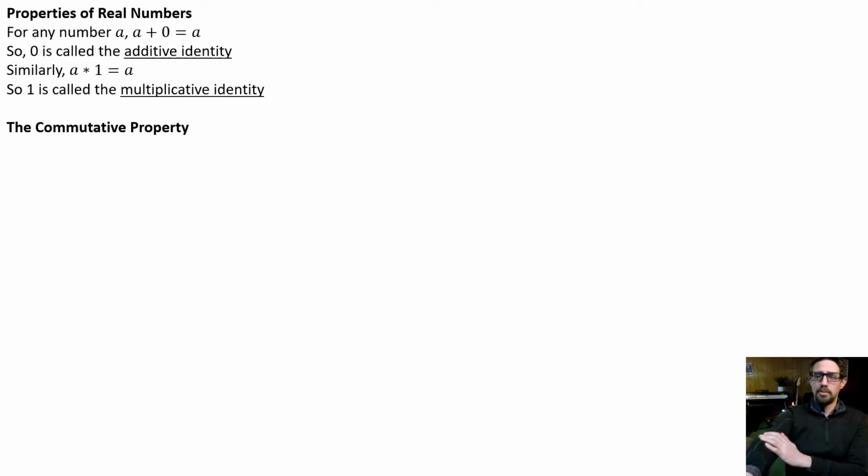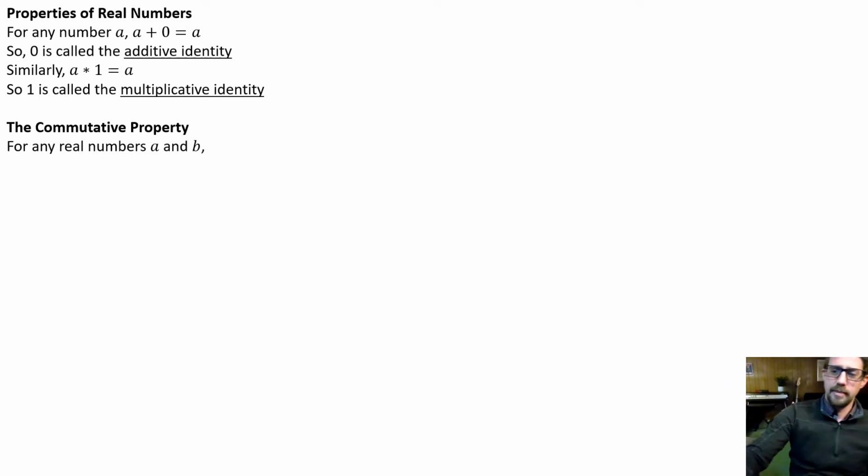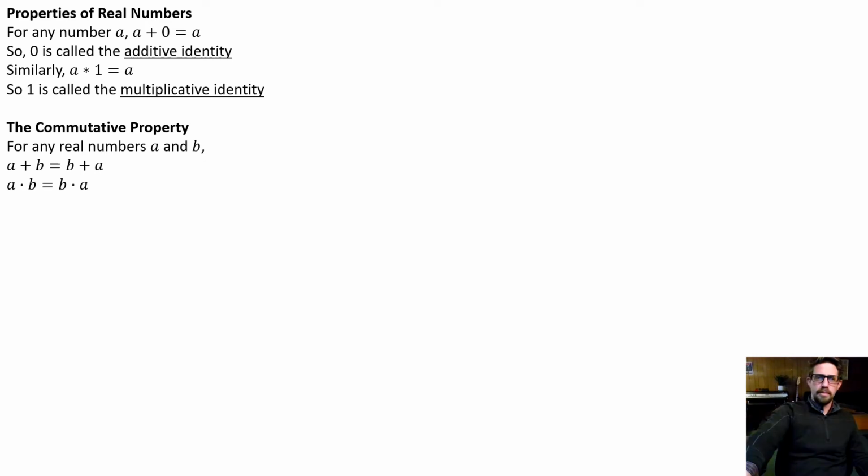Okay, so here's what the commutative property says. For any real numbers, so that just means any two numbers, a and b, it doesn't matter what order you add things. You can do a plus b and b plus a, and you get the same thing, and you probably knew that, right? And you can do a times b and b times a, and right, 3 times 5 is the same thing as 5 times 3. You knew that.